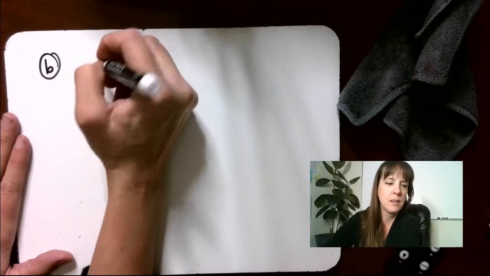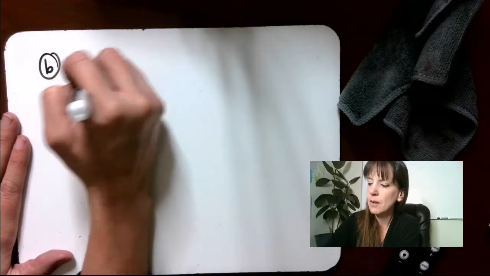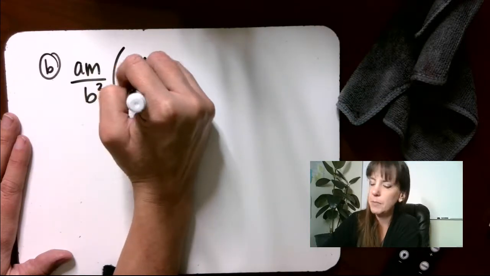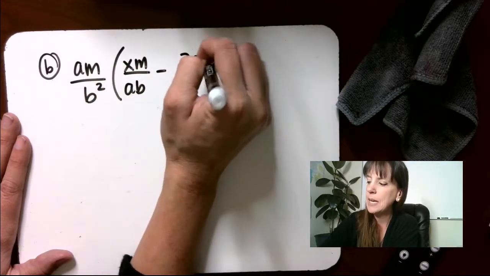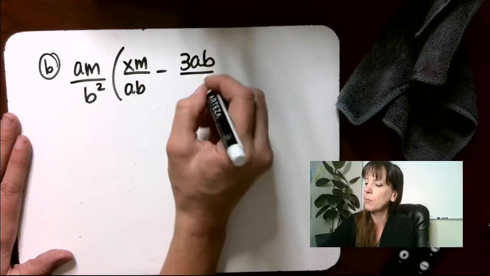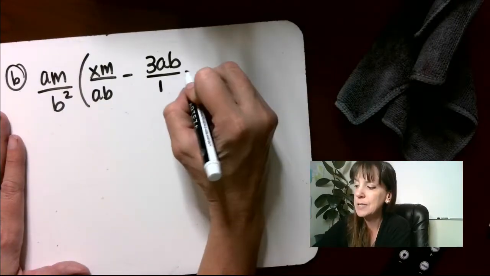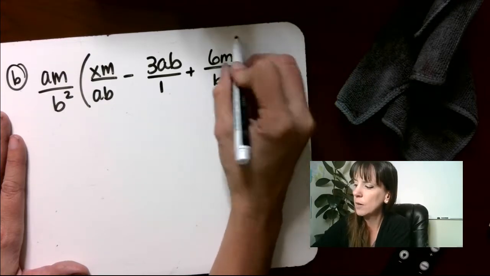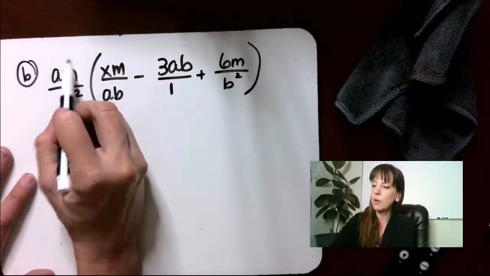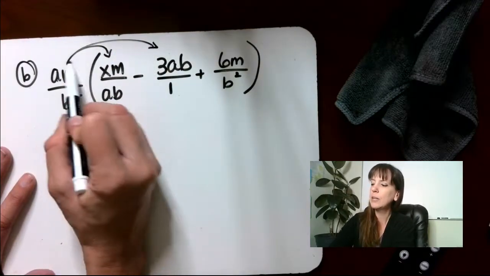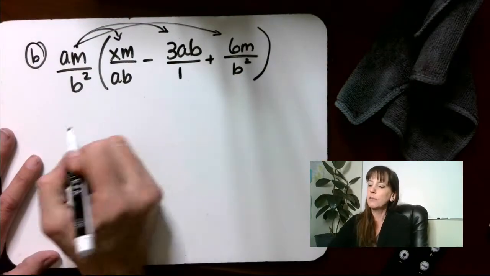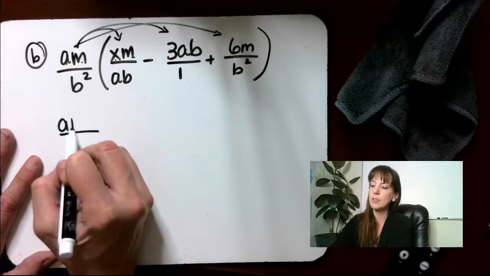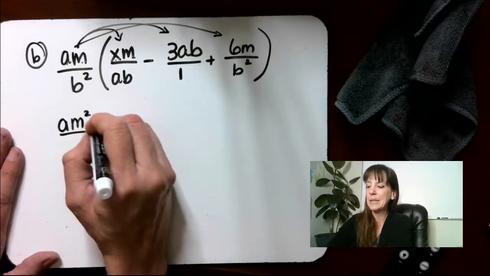B is AM over B squared, XM over AB, minus 3AB. In the book, it's just like that, but when I'm writing it down, I put it over a 1, so I don't lose that placeholder, plus 6M over B squared. Okay, we're gonna take this guy and we're gonna multiply it by all 3 of these chunks, right? So the first chunk upstairs, I'm gonna get AM, XM, so I'm gonna get A, and then there's 2M, so it's M squared, times X.